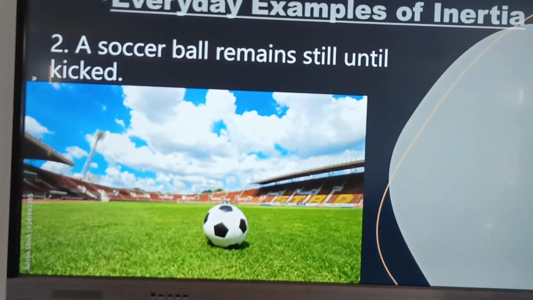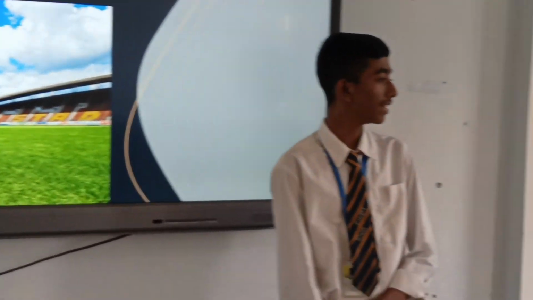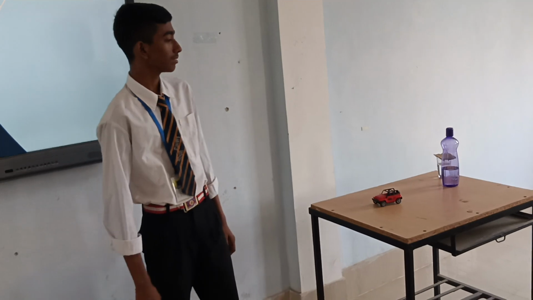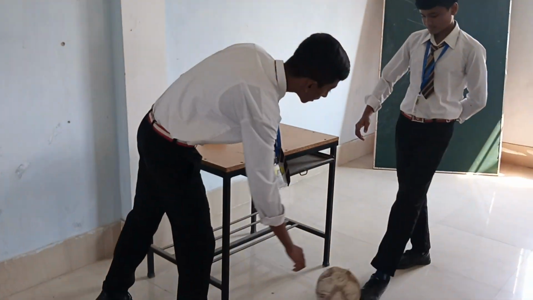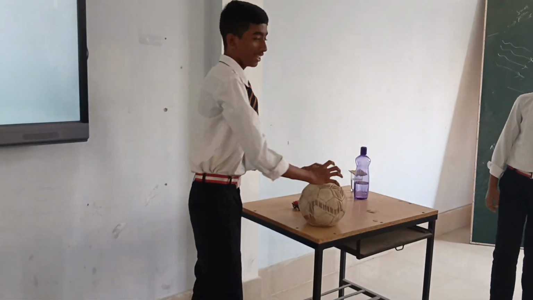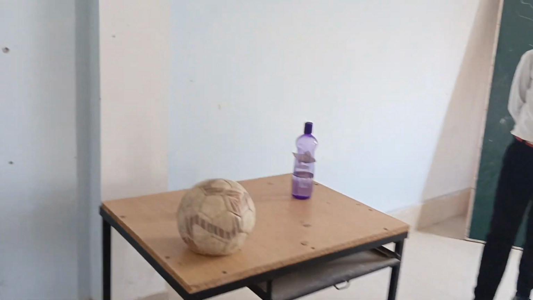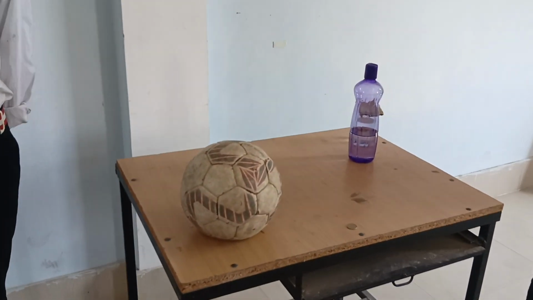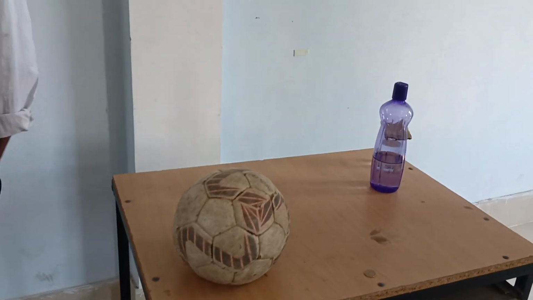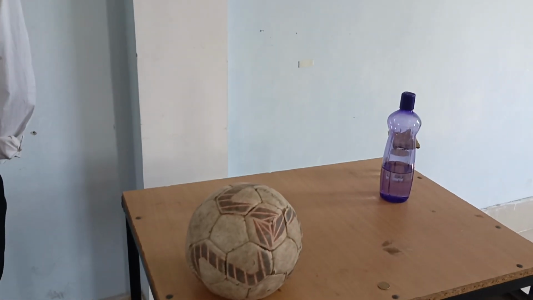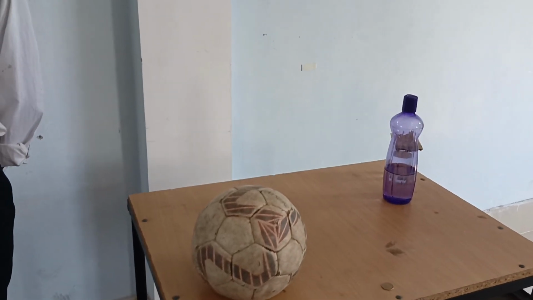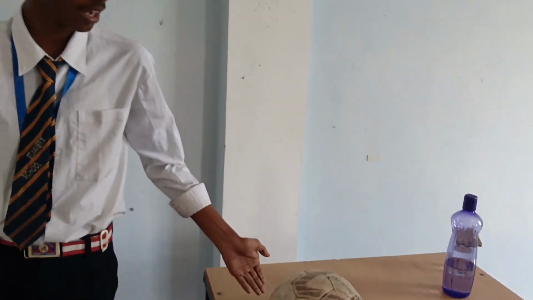Second example. In the second example, you can see a ball kept on a table and it will not move until and unless we exert an unbalanced force on it. So if I apply an unbalanced force on it, it will fall down. This also happened due to inertia.